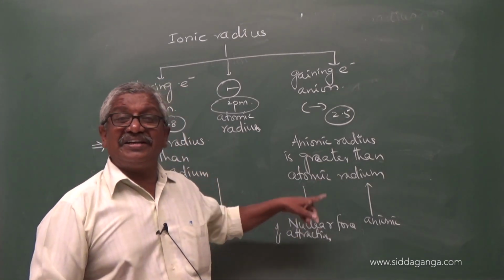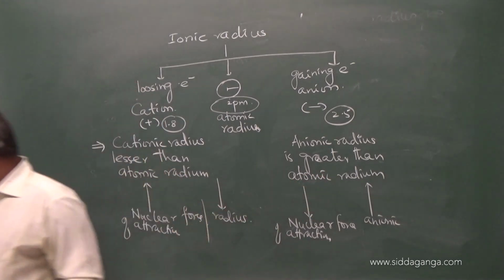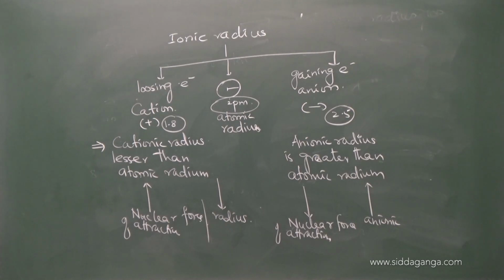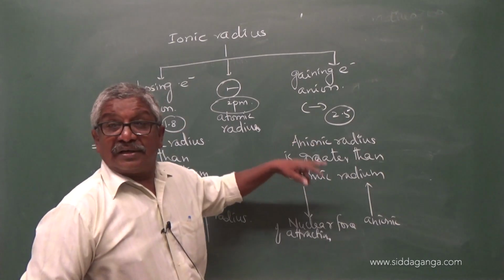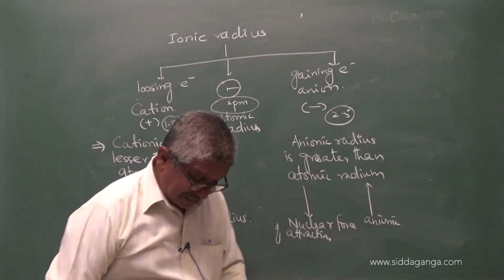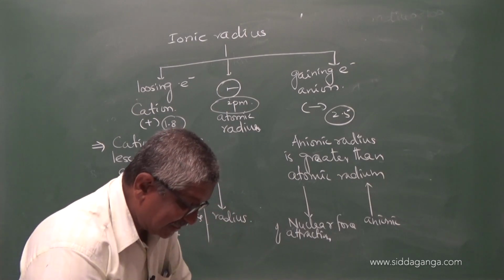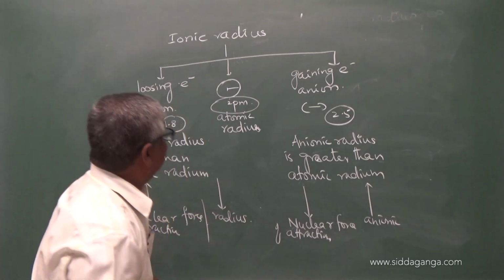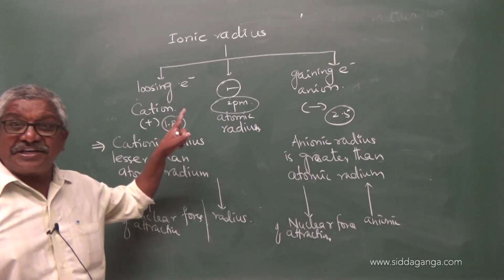The anionic radius is greater than the atomic radius. Anionic radius is greater than the atomic radius. So for examples, you note it. This point you have to remember.